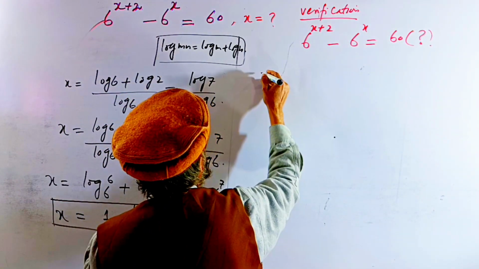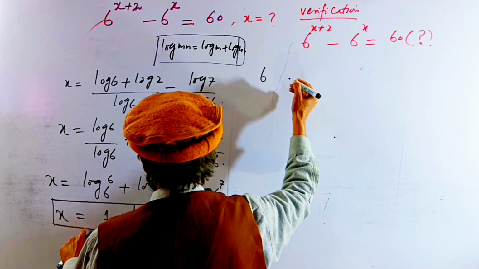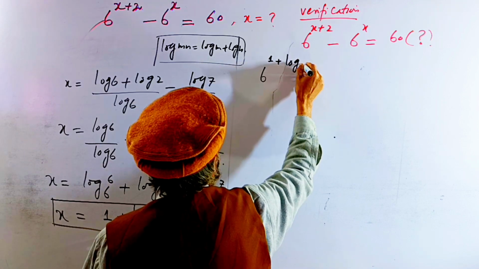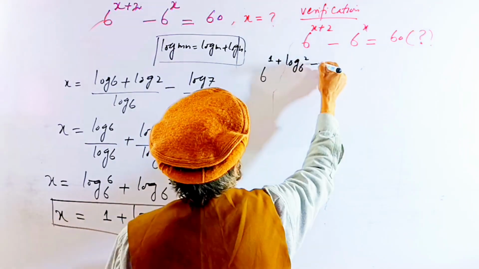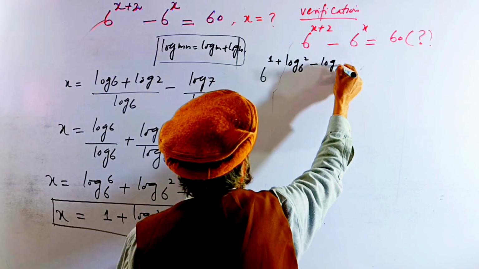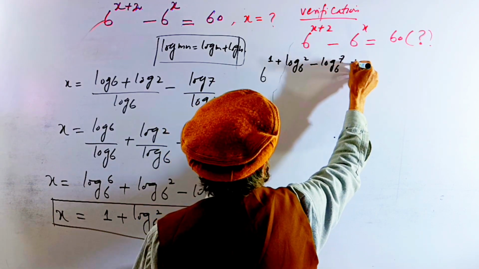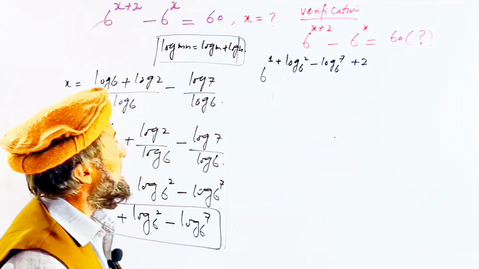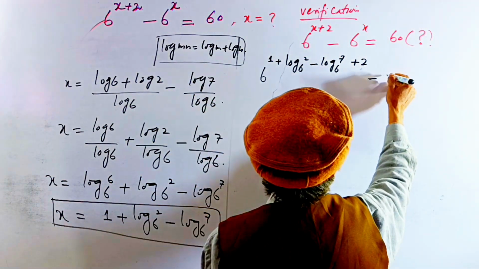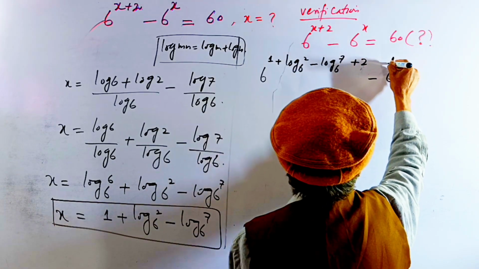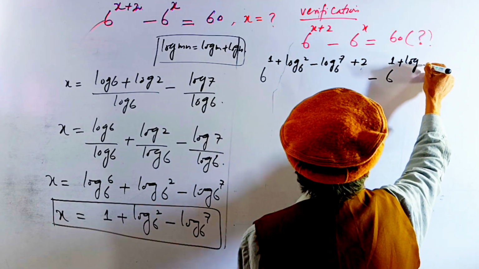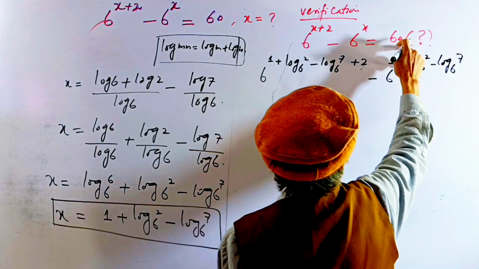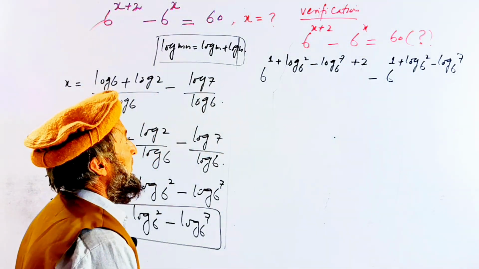Check the answer. 6 power x, in the place of x we put 1 plus log base 6 of 2 minus log base 6 of 7, plus 2. That is the value of x, which we have already found in the question. Minus 6 power 1 plus log base 6 of 2 minus log base 6 of 7. We try to find the value of 60.